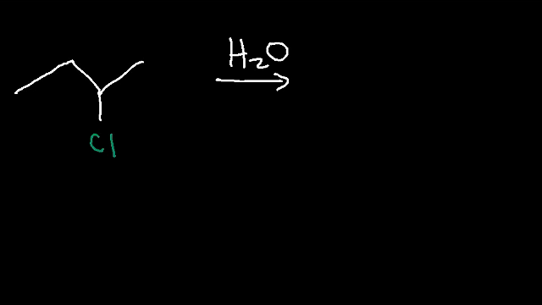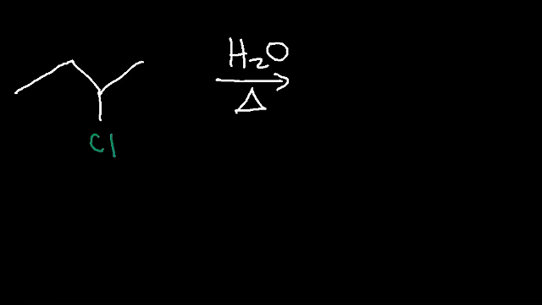In this video, we're going to go over elimination reactions: E1, E2 reactions, and the E1CB reaction. So let's say we have an alkyl halide. This is 2-chlorobutane. Now what's going to happen if we add water? And let's say we add heat as well.